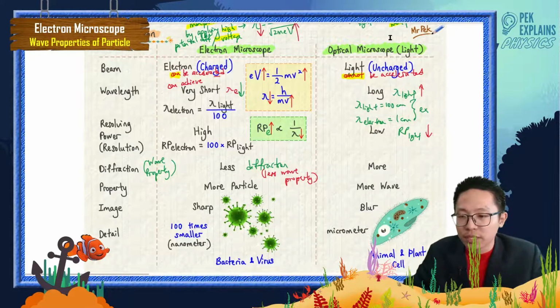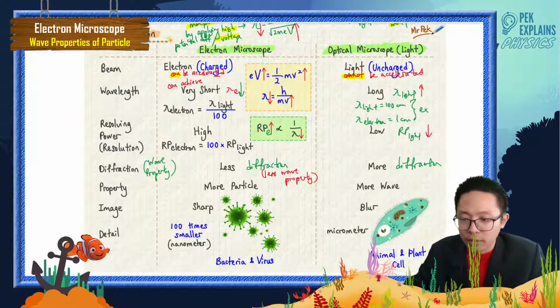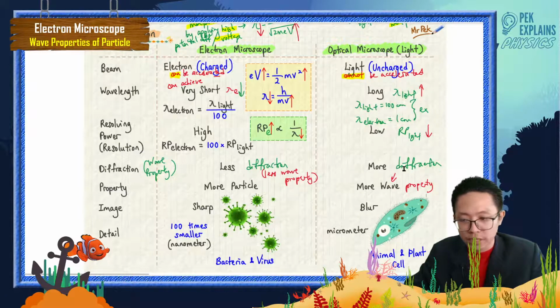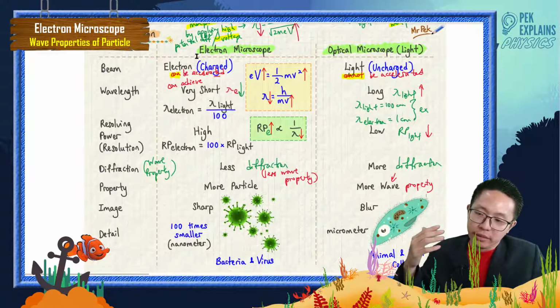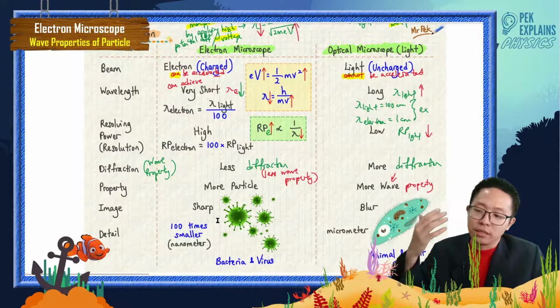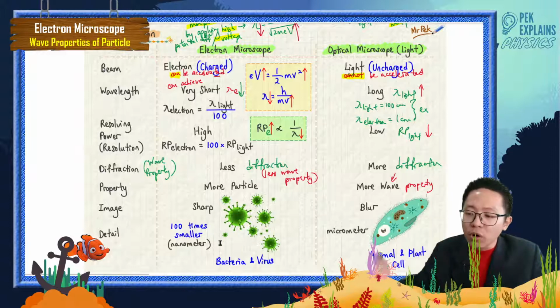But the optical microscope has more diffraction, more wave property. So in the optical microscope, the light has more wave property because of more diffraction, but the electron microscope has less diffraction because of small wavelength, less wave property. And the electron microscope can get a sharp image. This one is a blur image. A sharp image means you can see a higher resolution, you can see smaller details.